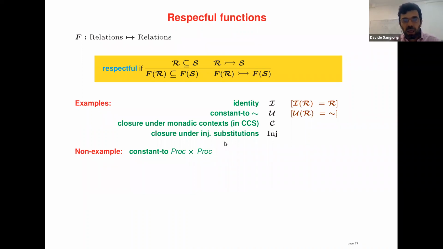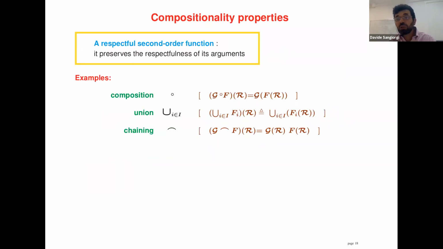Some examples of respectful functions: the identity function, the constant-to-bisimilarity function, mapping every R onto bisimilarity, closure under monadic context in CCS. A non-example is the function mapping all relations to the universal relation. And the respectful functions have interesting compositionality properties.